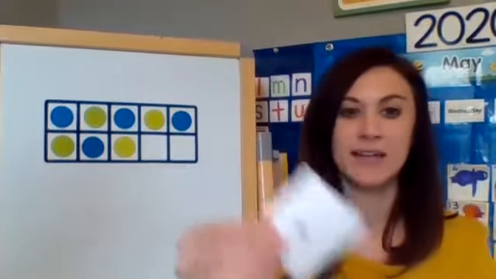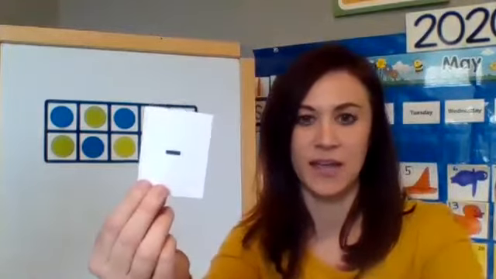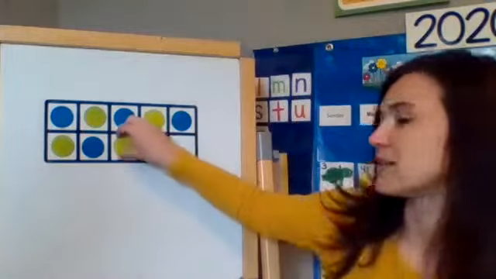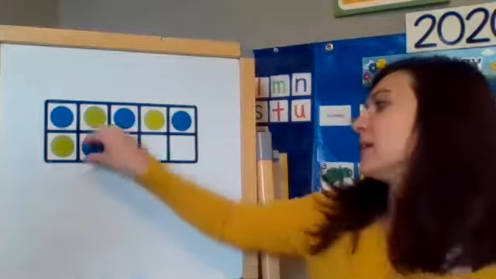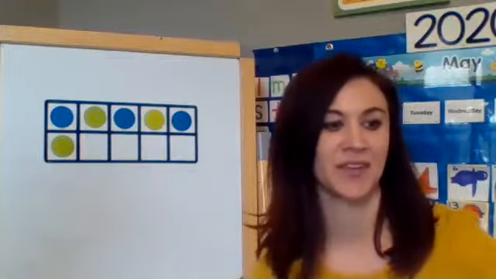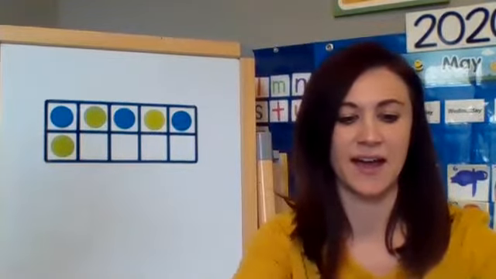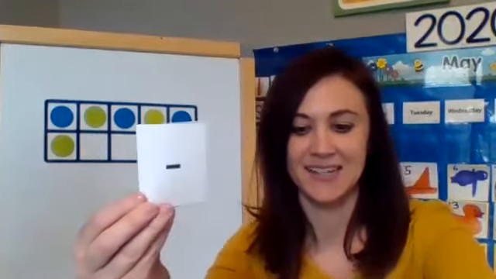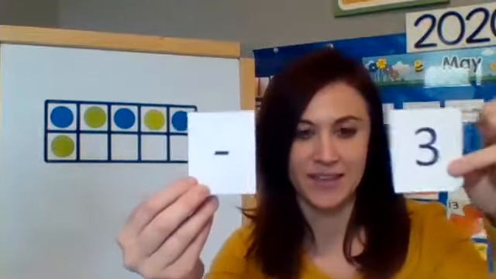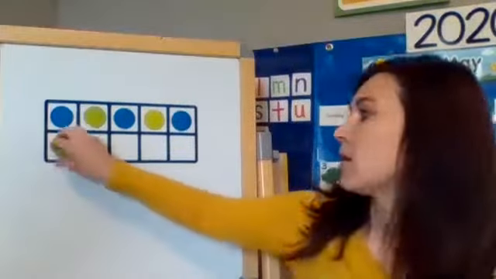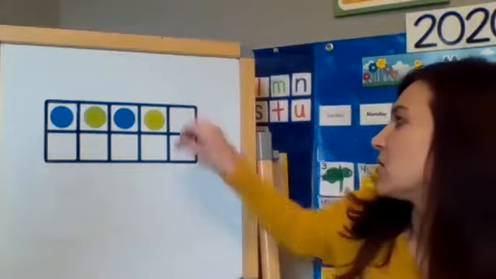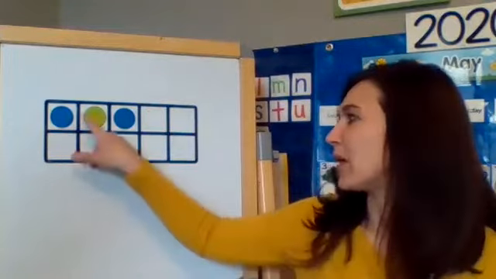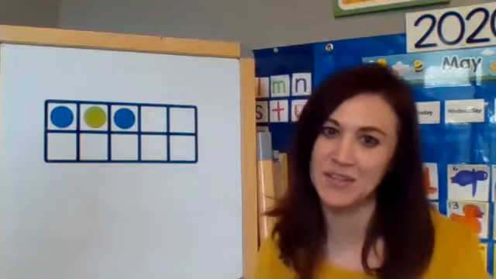So I'm picking up the 1 deck. I have minus or take away 2. So we're going to take off 2 pieces. Ready? 1, 2. Next turn, I have minus 3. So take away 3. 1, 2, 3. And I ended my game with 3 pieces left in my tens frame.